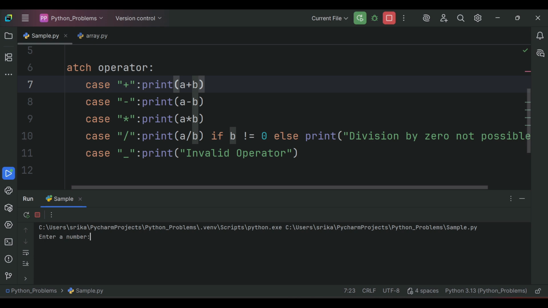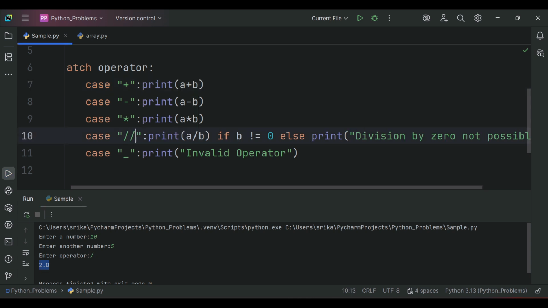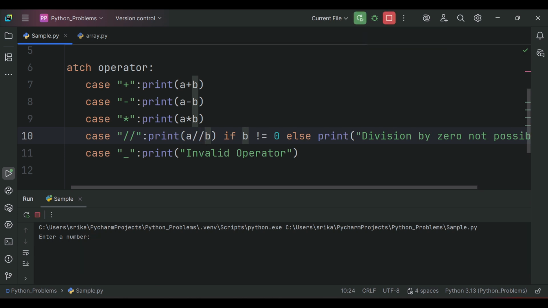Suppose I give 10 and 5 with the division symbol. The answer is 2.0. When we do division, a float value is printed by default. Suppose you enter floor division instead, then the answer will be printed as an integer.